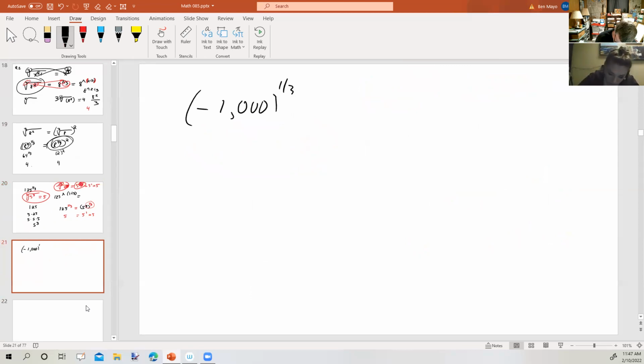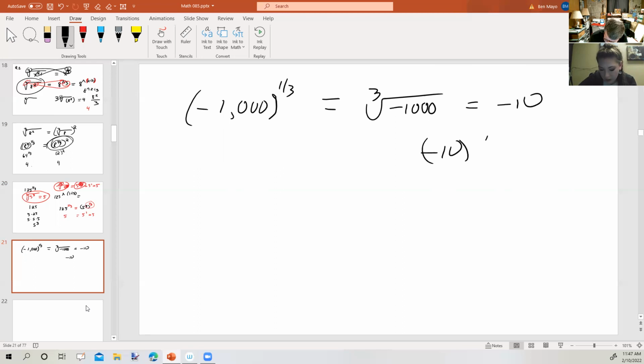-1000 to the 1/3 power. So that's like taking the cube root of -1000. First of all, can we take the cube root of a negative number? Absolutely. You can't take an even root of a negative number, okay? You can take an odd root. So the cube root of -1000 is going to be -10, because -10 times -10 times -10 is -1000. Okay.